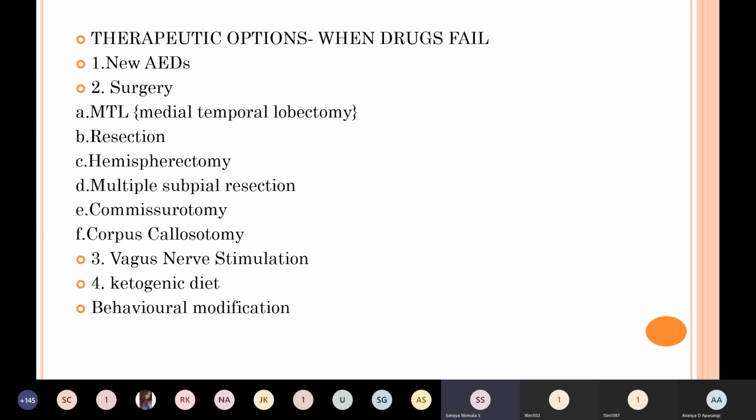Like you might have to do a resection of the lobe which is causing the seizure, or hemispherectomy, or multiple subpial resection, or corpus callosotomy. Some of the other methods are vagus nerve stimulation and ketogenic diet. This is something which is coming up now, putting the child on a ketogenic diet. This seems to modify the way the neurons react to stimuli, along with behavioral modification.